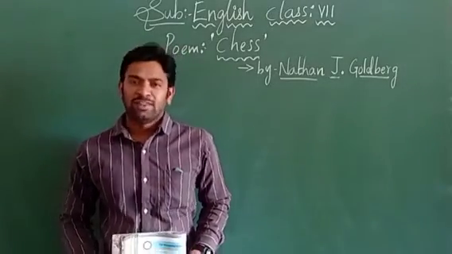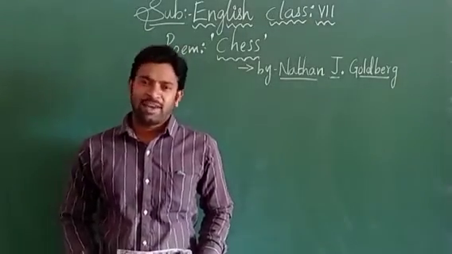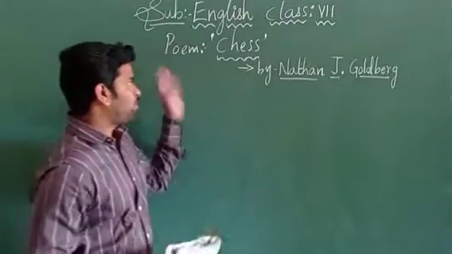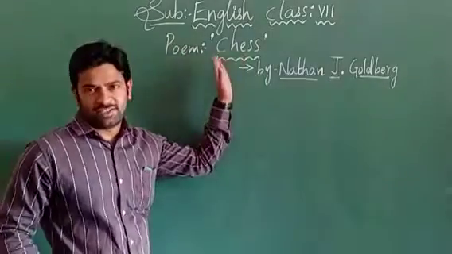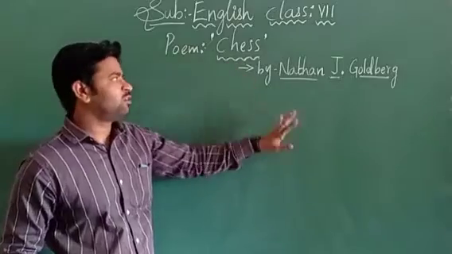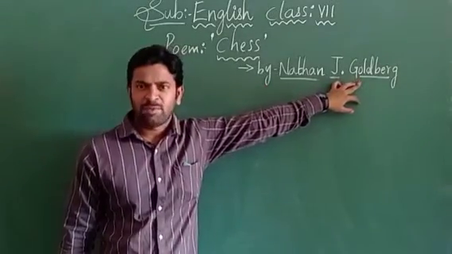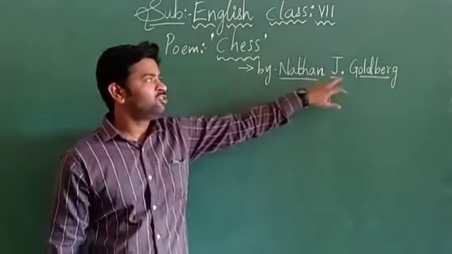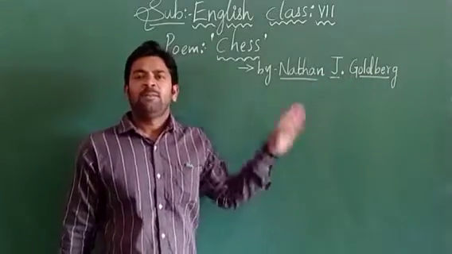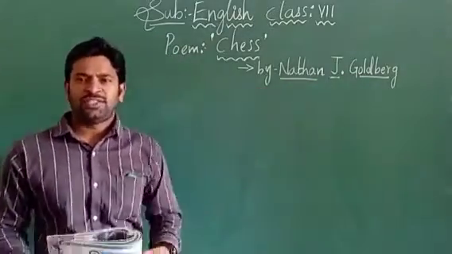Today we are going to learn a new topic from the 7th class English textbook, that is about the poem Chess. It was written by Nathan J. Goldberg. What is the name of the poet here? Nathan J. Goldberg is the poet of this poem, Chess.